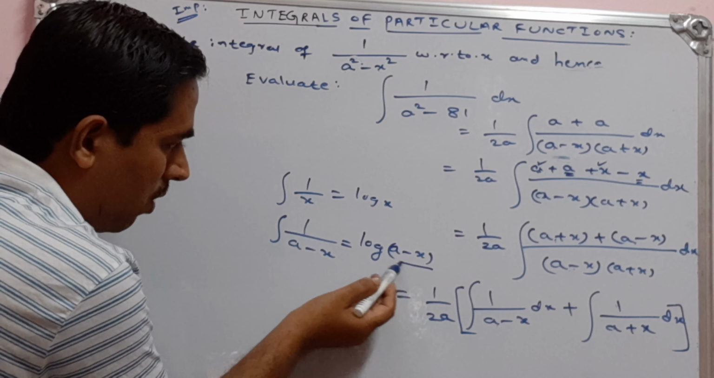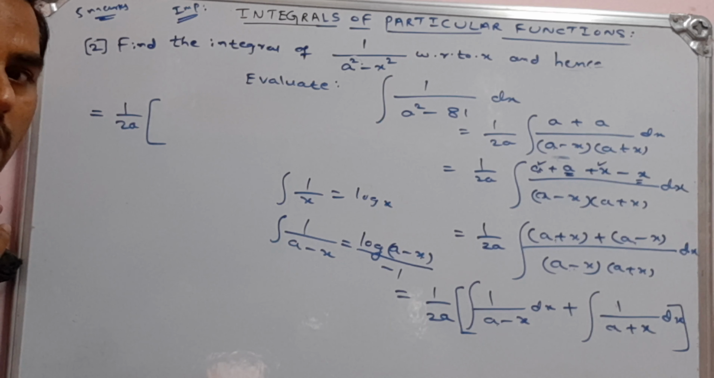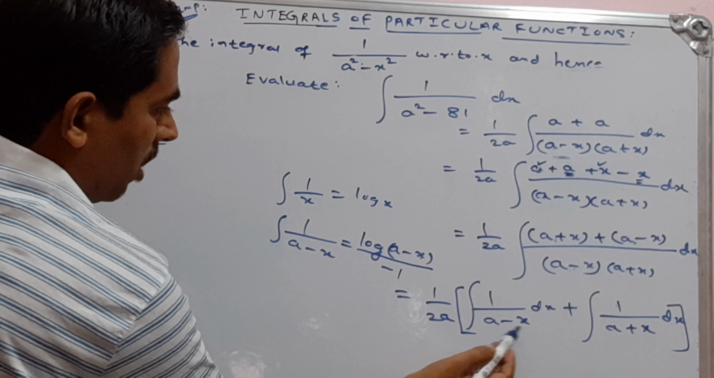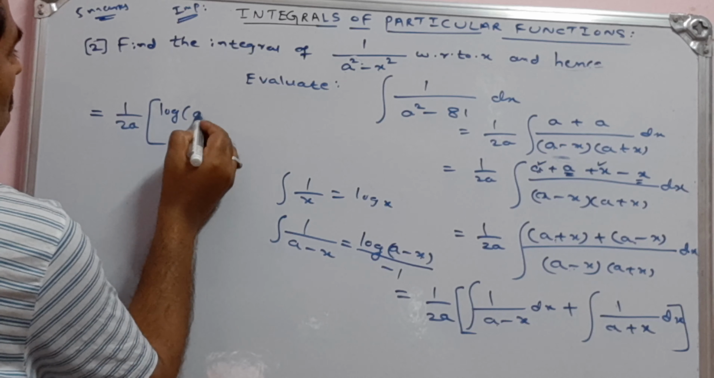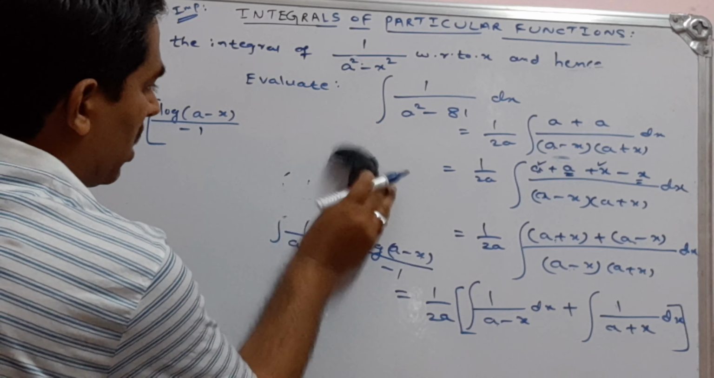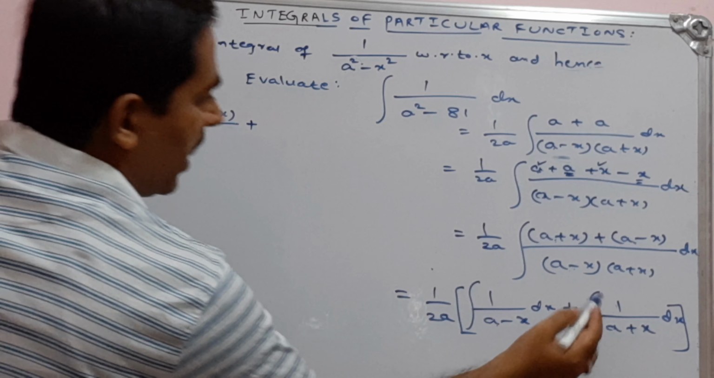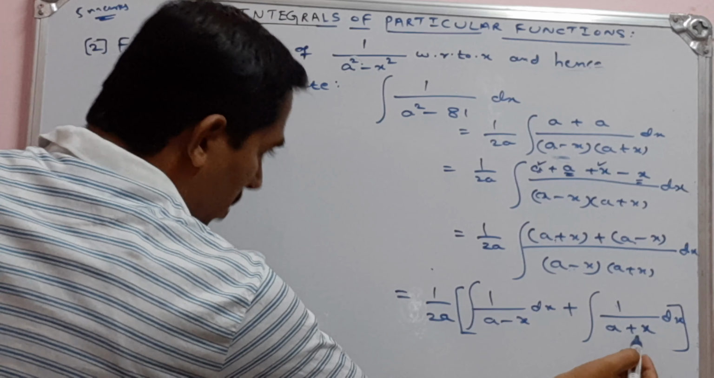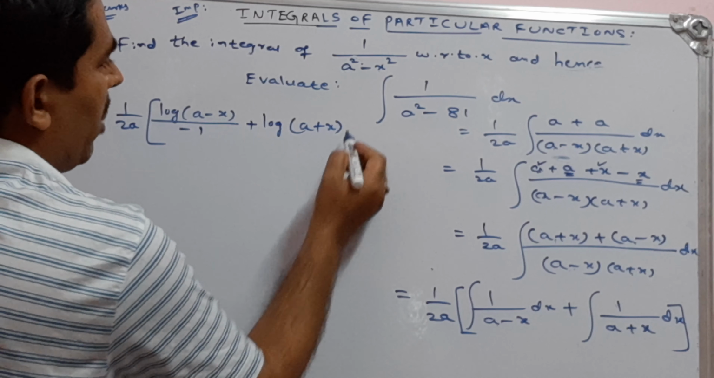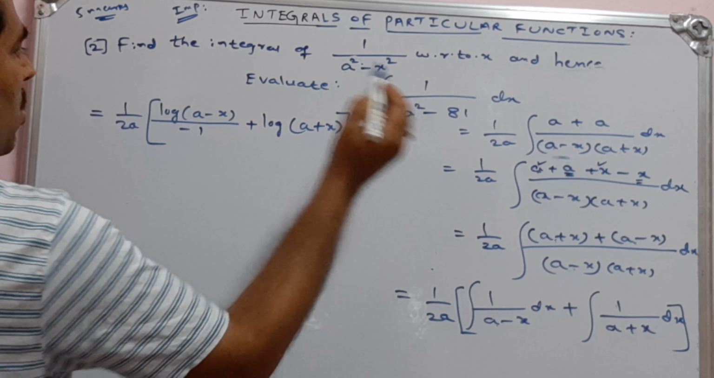Log of a minus x divided by the coefficient of x, which is minus 1. That we have to write in the denominator. So integration of 1 by a minus x is log of a minus x divided by minus 1. You have to note down this result. Then plus integration of 1 by a plus x. Here the coefficient of x is plus 1, therefore we need not worry. We can just write log of a plus x. Integration of 1 by a plus x is log of a plus x plus constant of integration.